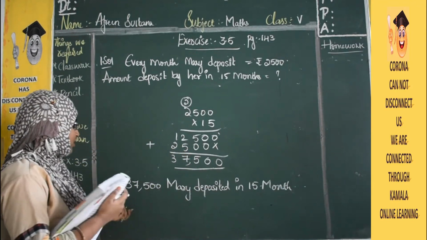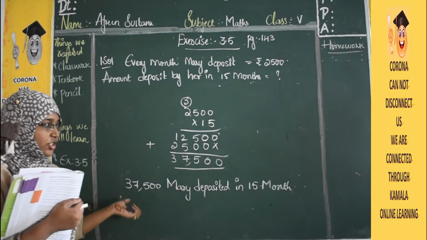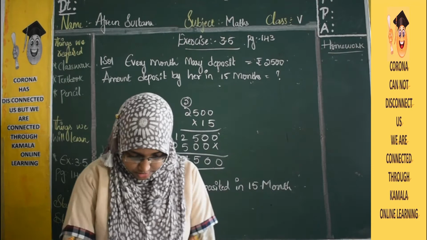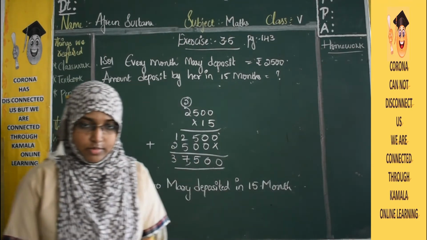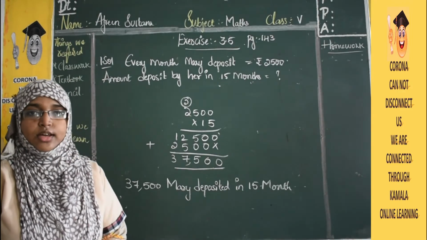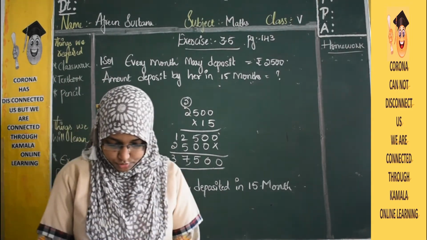Right. So how much money? 37,500 rupees she has deposited in the last 15 months. So then let's see what is the next one. Please copy down first. Yes, see, I'll tell you how to solve the second one.